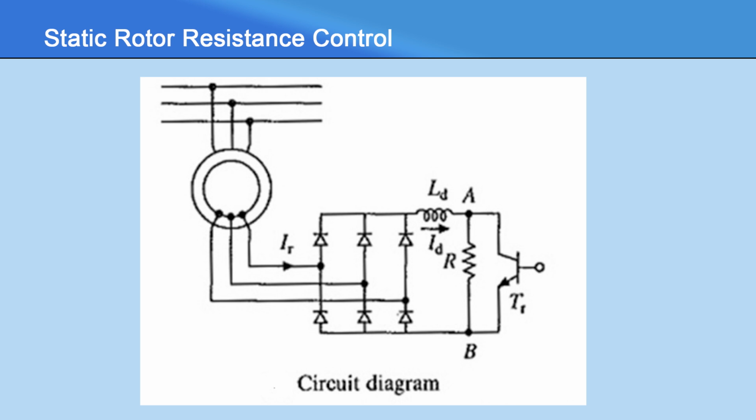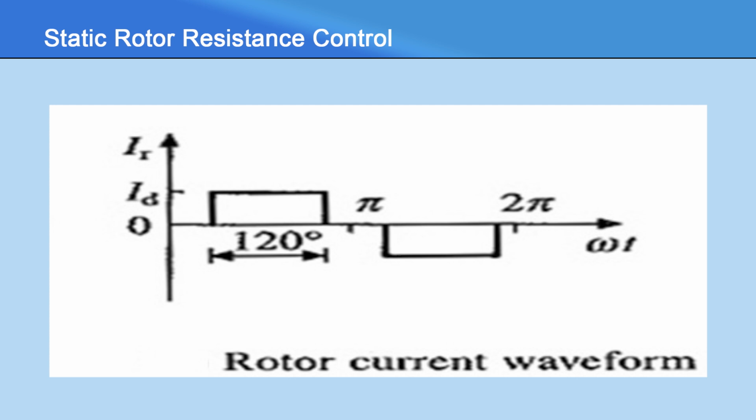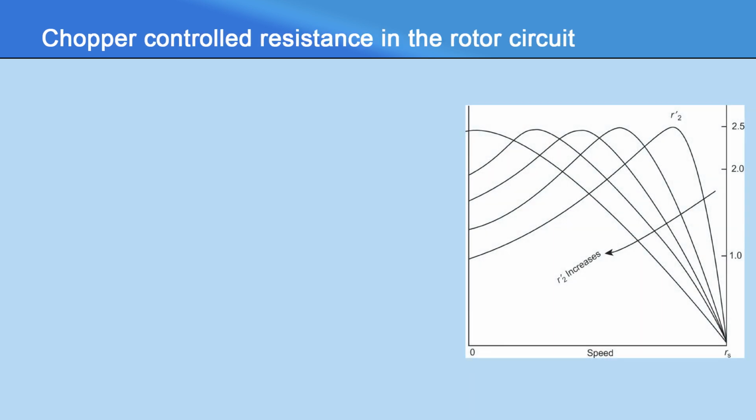Inductance LD is added to reduce ripple and discontinuity in the DC link current ID. The rotor current waveform is shown in the figure, where the ripple is neglected and each diode conducts for 120 degrees each. Now, we will see chopper control resistance in the rotor circuit.